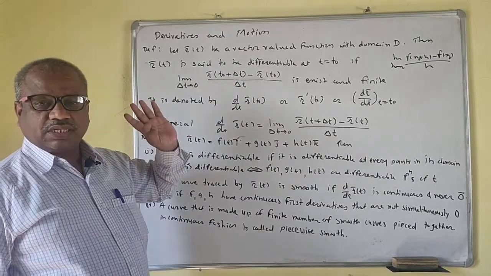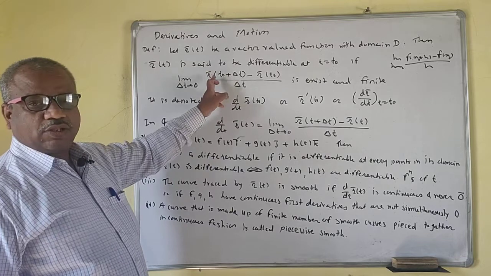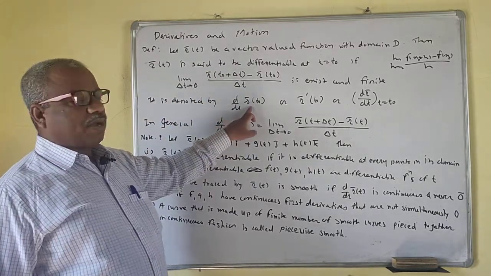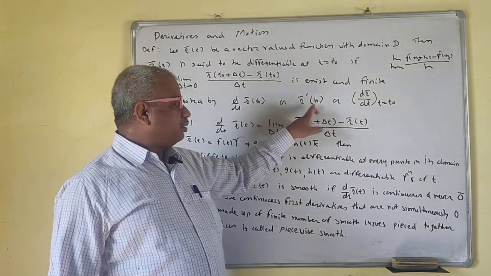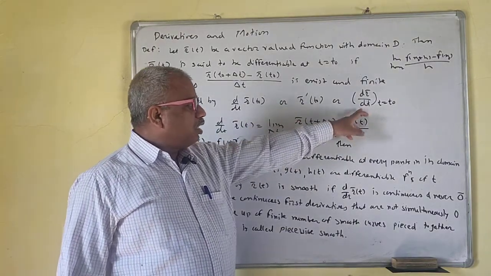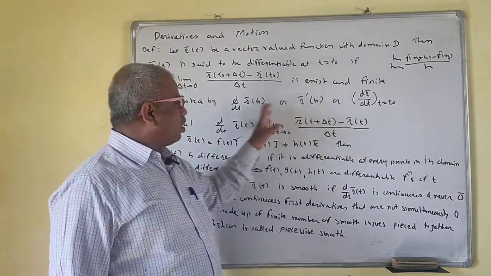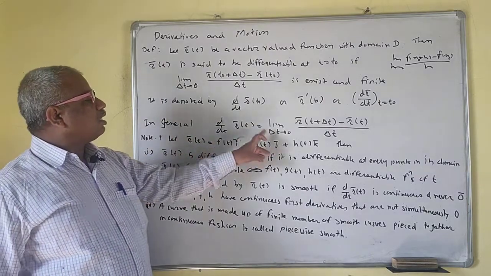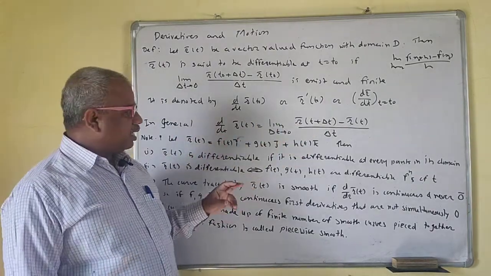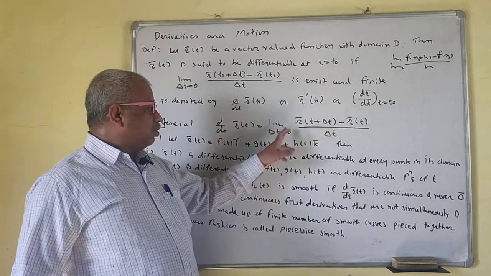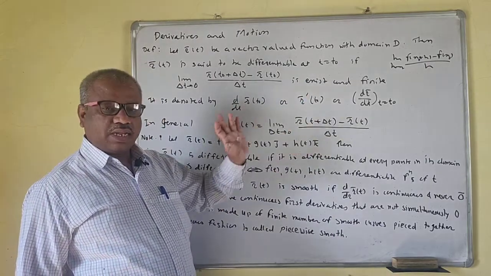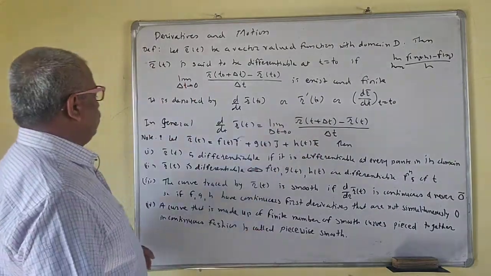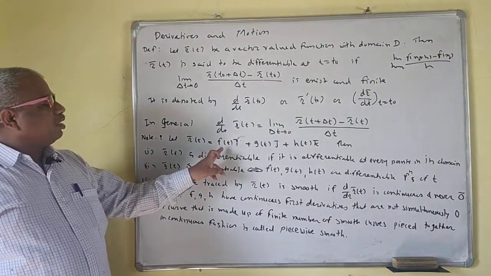then we say that the vector valued function is differentiable at t equal to t naught. It is denoted by d by dt of r bar of t naught, or r bar dash at t naught, or d r bar by dt at t equal to t naught. All three notations are used. In general, this is the derivative at any point t, where instead of t naught we have replaced it with any value of t.